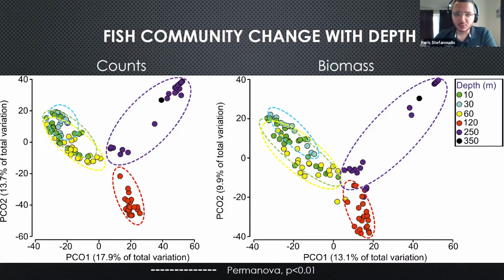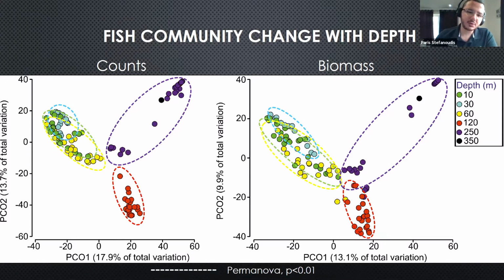Now, we also looked at community composition, that is the different species that made up a community and how that changed as you went from the shallows to the deep. This is a PCA plot, and on a PCA plot, each circle represents the community composition of a given transect survey. So the more closely spaced two circles are, the more compositionally similar these two transects are. We color coded them based on the different depths that we surveyed.